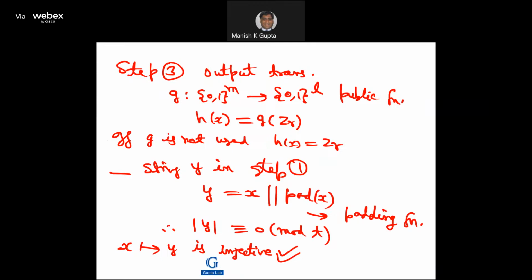Now, how do we prepare the string Y in step 1? Remember Y is a string whose length is a multiple of t, so from X we apply a padding function. Normally we pad with zeros so that the length is a multiple of t. Also, we want to make sure that the map from X to Y is an injective function. This is also an important point.